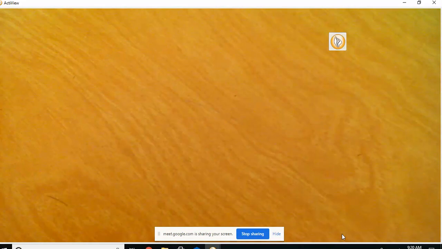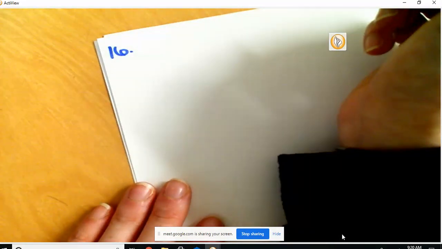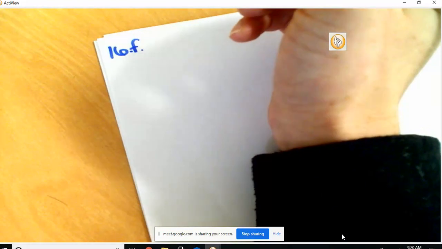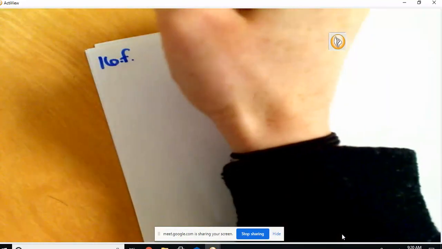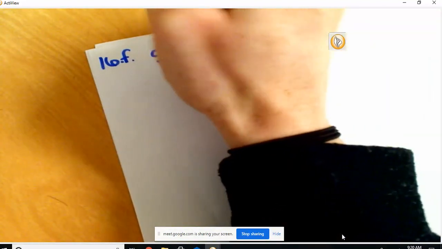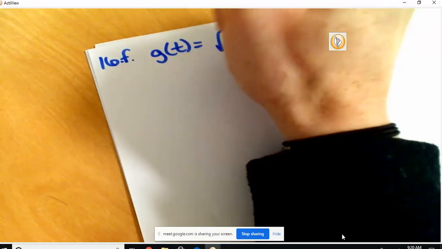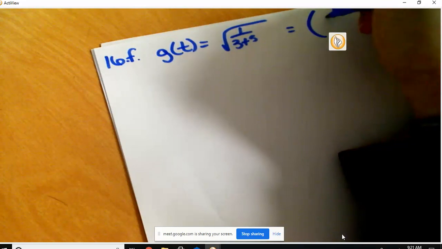Alright, 16. We've got a few of these we want to talk about. So first is F. I'm just asking you to find the derivative here. So our function is g of t equals the square root of 1 over 3t to the 5th. First thing I would do is definitely write that as a 1/2 power.